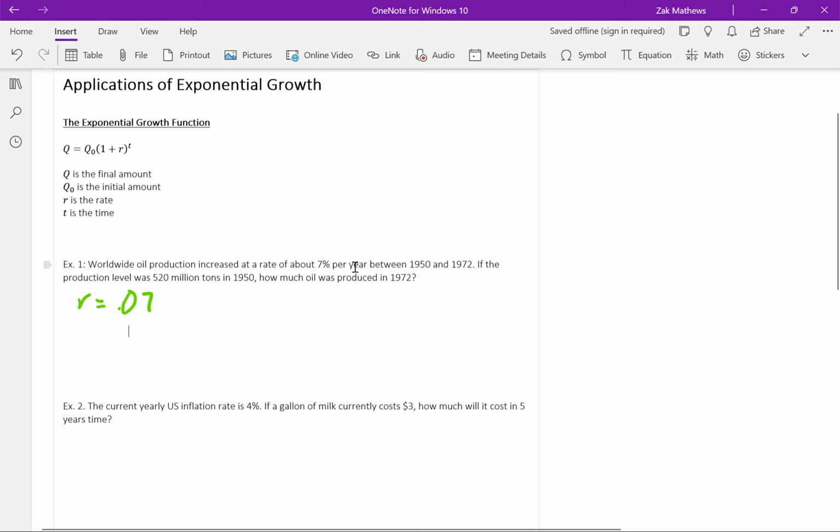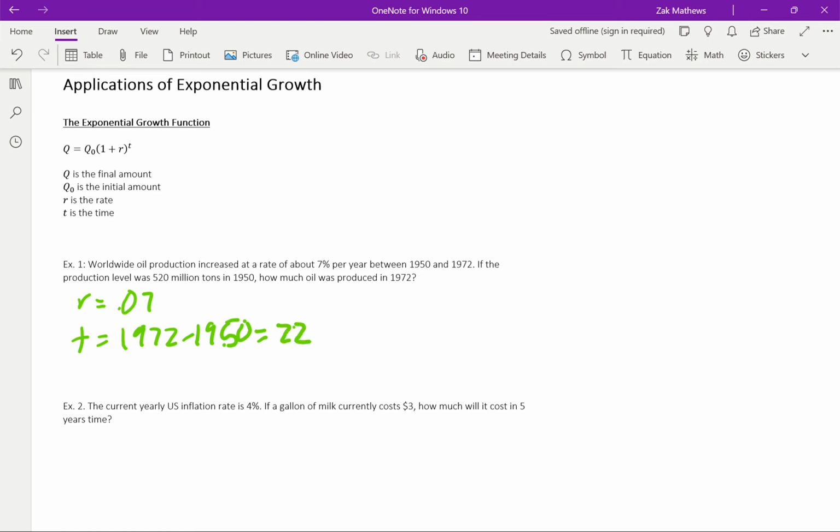Next, we want to figure out the time. Well, we have 2 years, 1950 and 1972. So to calculate the time, we're going to have to do a little subtraction here. 1972 minus 1950 will give us 22 years. So our time is 22. And the last number we're given, because we want to know how much oil was produced in 1972, that's why we use that, not because it is strictly between 1950 and 1972, but we want to know from 1950 to 1972.